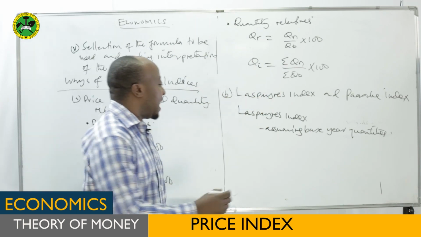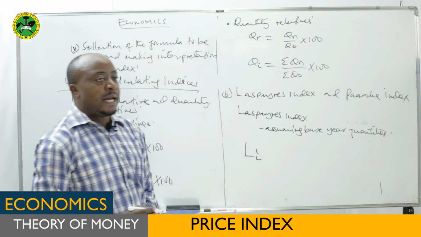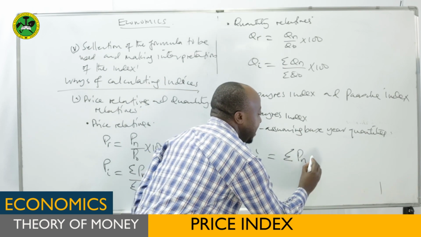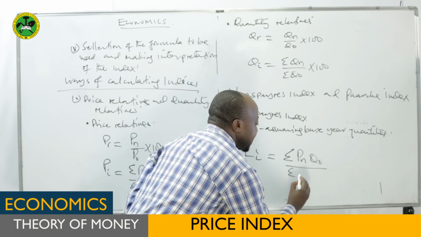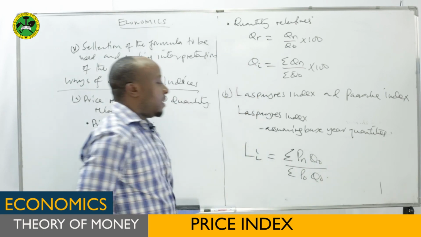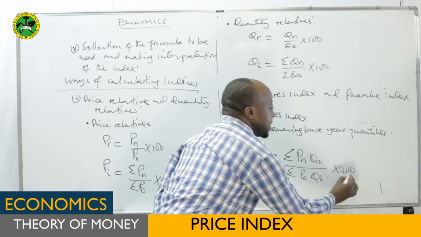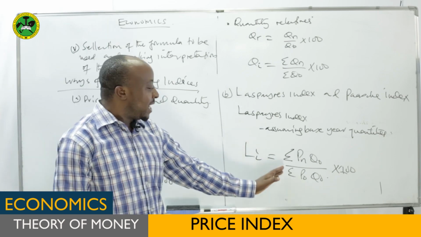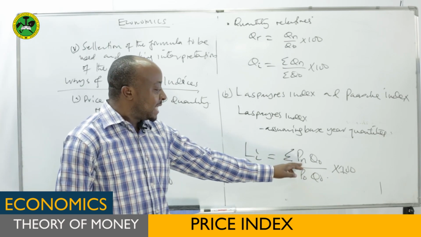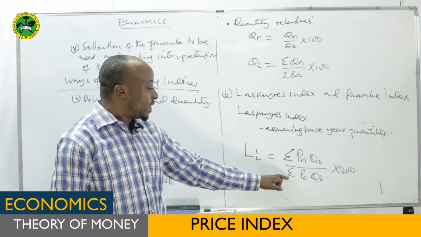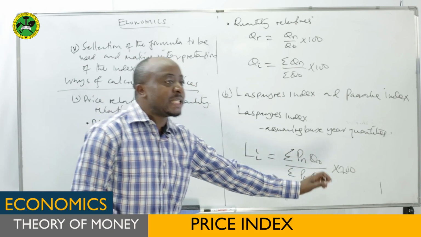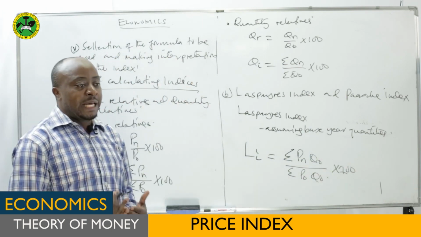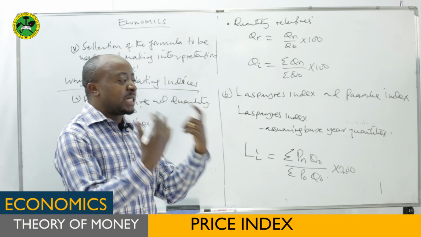For that case, you can say Laspeyres index will be equal to the summation of PNQO, you divide by the summation of POQO, then times 100. So this is where I calculate the price index using the Laspeyres index: the summation of the price of the current year times the quantity of the base year, divided by the summation of prices of the base year times quantities of the base year. Then after making those summations, you divide and multiply by 100, you get the index, and now you will be in a position to interpret the answer.